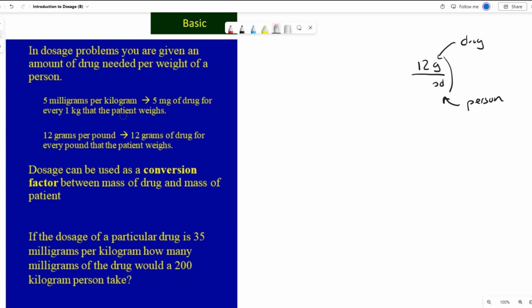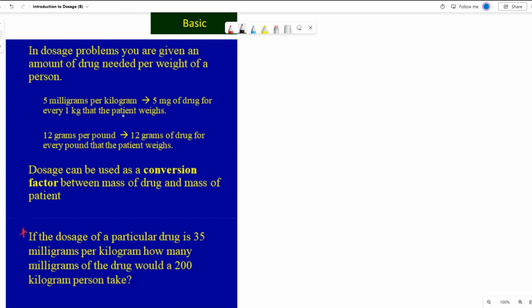So the first problem that we have here states, if the dosage of a particular drug is 35 milligrams per kilogram, how many milligrams of the drug would a 200 kilogram person take? Now that the problems we're looking at are starting to get a little bit bigger and have a little more information in them, you always want to write down all of your terms first and see what you're given and then find out what you're being asked to solve for.